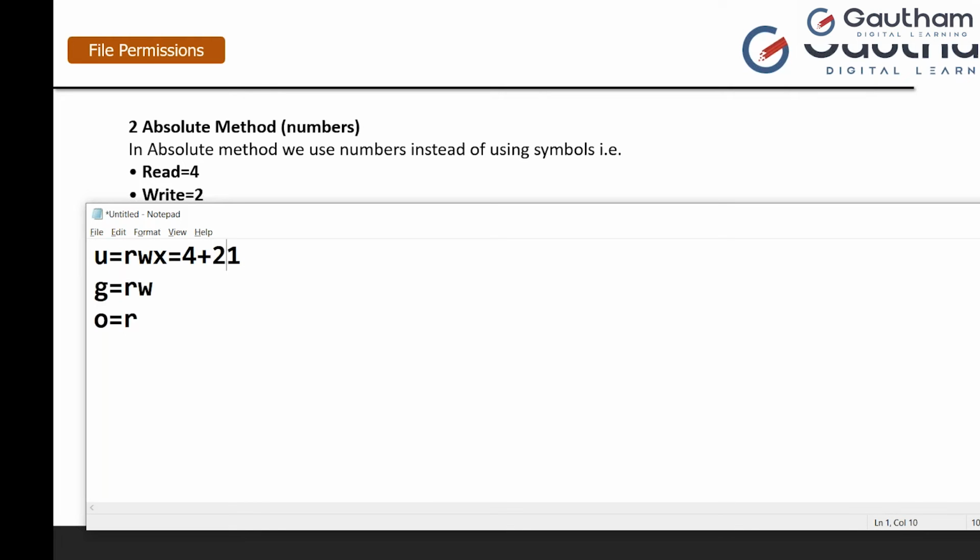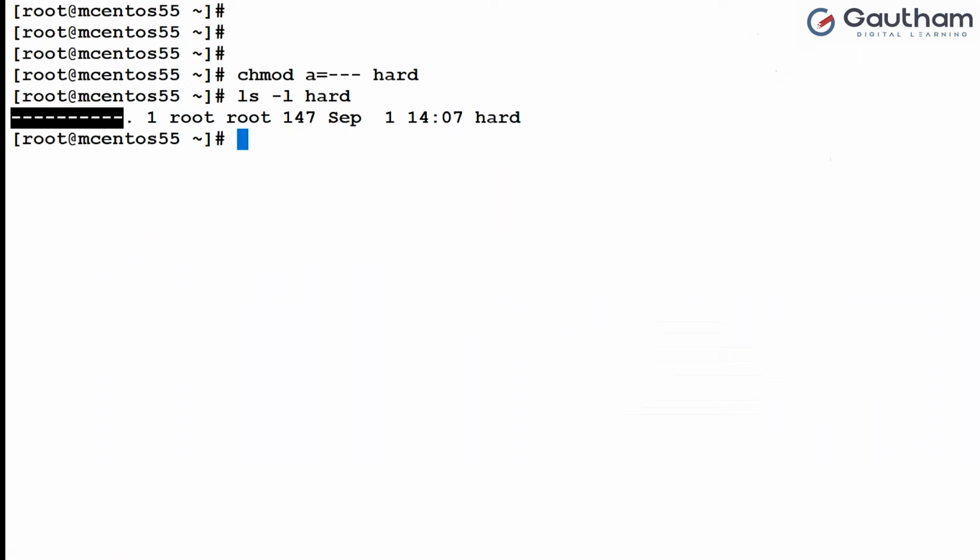Now if you add it, 4 plus 2 plus 1, what does it become? It becomes 7. Then read and write, 4 plus 2, becomes 6. Only read permission, there's no calculation required. It's just a 4. So what's the number I got? 764. Let me use that number.